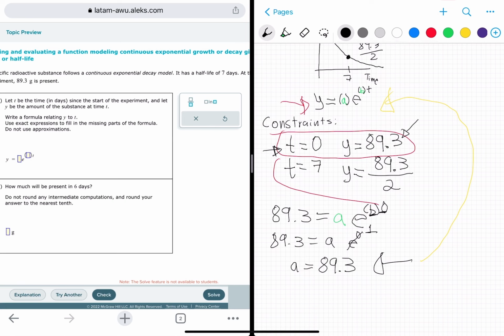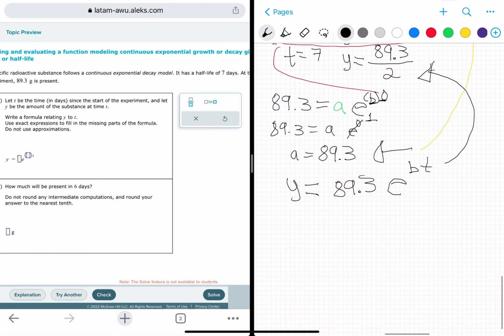So now I know that my function looks a little bit like this. Y equals 89.3 times e to the bt. We also have to find b. So that we can find b, now I'm going to use these two constraints, the ones that I haven't used. So I will replace them into my new function here. Instead of writing y, I will write 89.3 here.